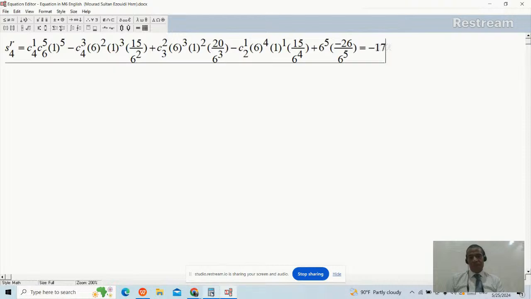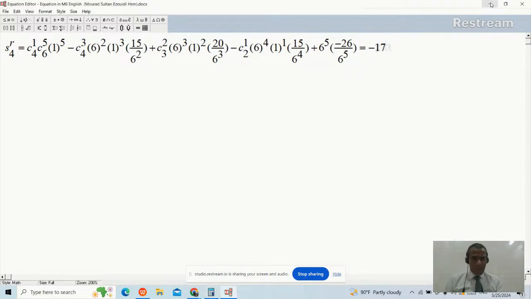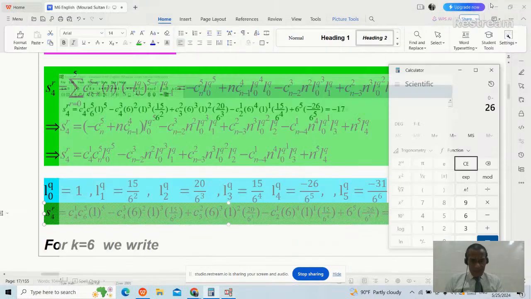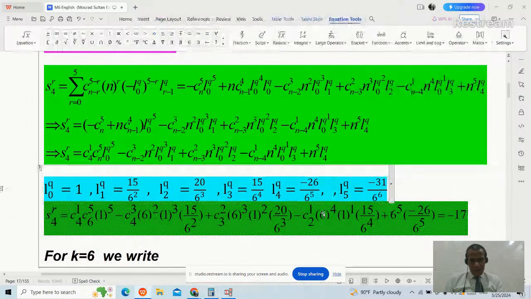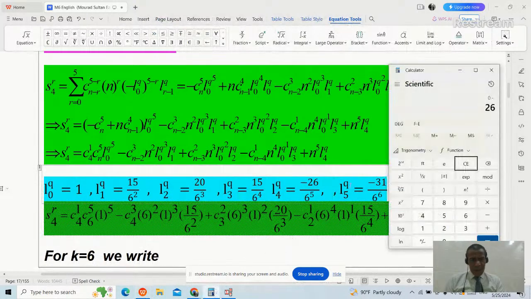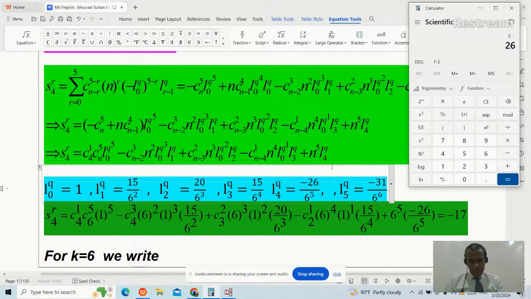I will cancel this. I will start now from this. Negative 26. I'll check this one if it is negative 26 or not. Yes, negative 26. Or I will use it from here. Like that. So this is the formula.